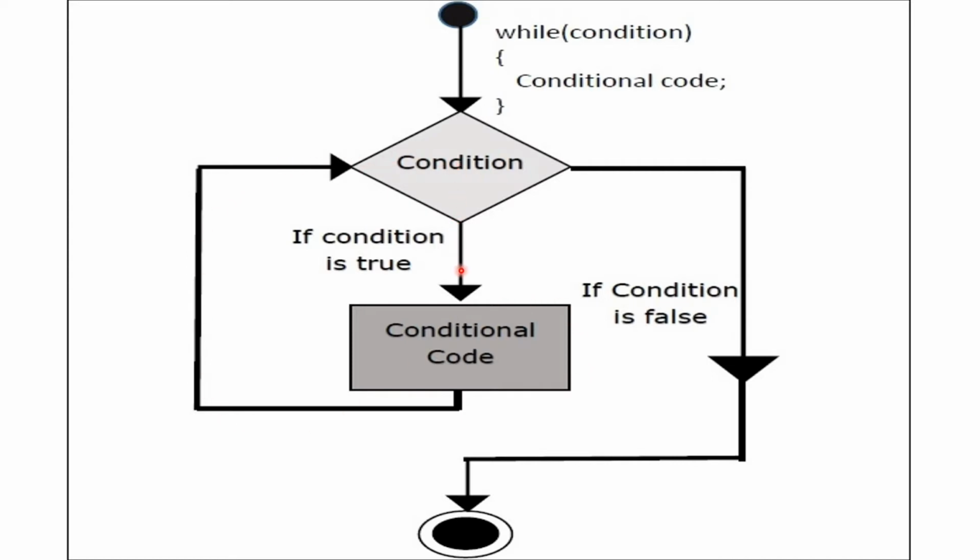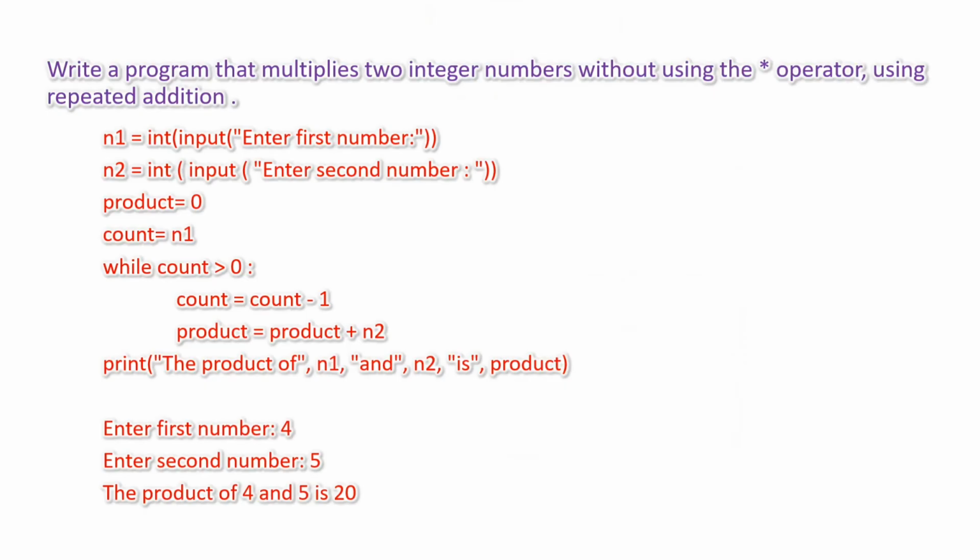If this condition is true, then a certain set of statements in the body of while loop will execute, and again it will go for testing the condition. This set of statements will execute again and again when the condition is true. When the condition gets false, then it will go out of the while loop to the next statement which is not in the loop. In this program, we will see that we will multiply two numbers n1 and n2 without using the multiplication operator.